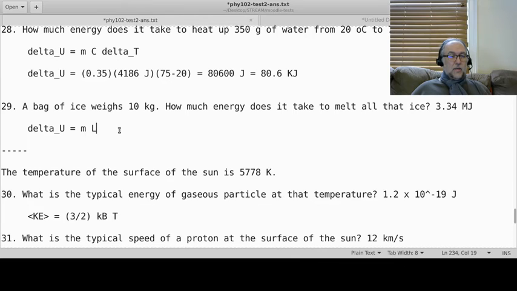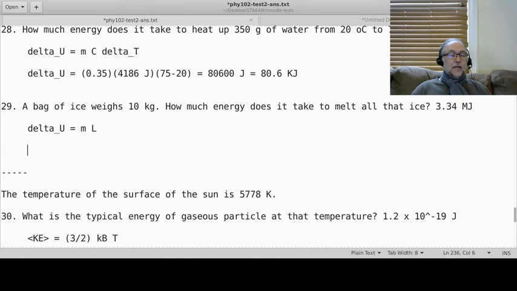Now the next one, number 29, is actually a phase transition. I have a bag of ice which weighs 10 kilograms, and I want to convert that ice to water. I want to melt it all. I wasn't totally explicit in this problem, but I think it was clear from the context. When you do these phase transitions, you start with ice at 0 degrees Celsius, and you add heat, add heat, add heat. You don't get ice at 1 degree Celsius, 2 degrees Celsius, or whatever. You get ice converting into water at 0 degrees Celsius.